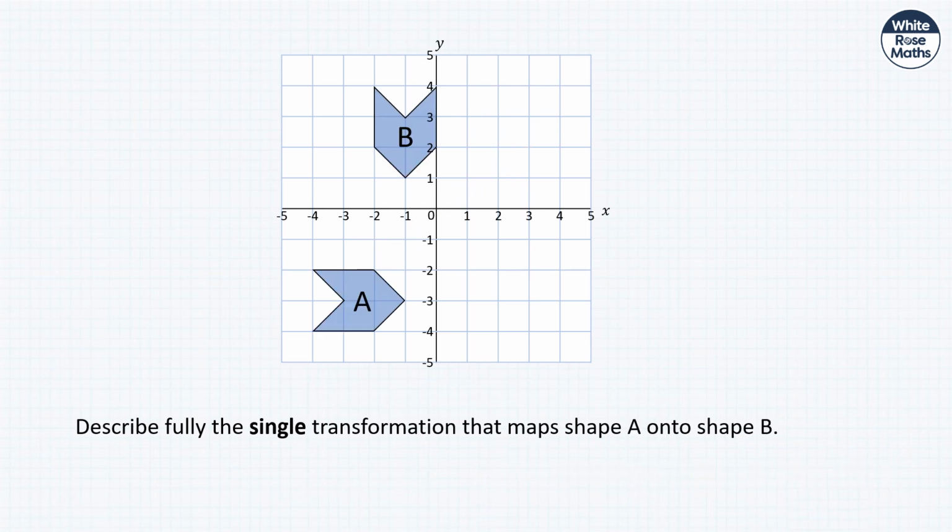So shape A onto shape B. So you've got one of two ways. I'm going to say shape A onto shape B would be 90 degrees anti-clockwise. Okay, so 90 degrees anti-clockwise about the point.